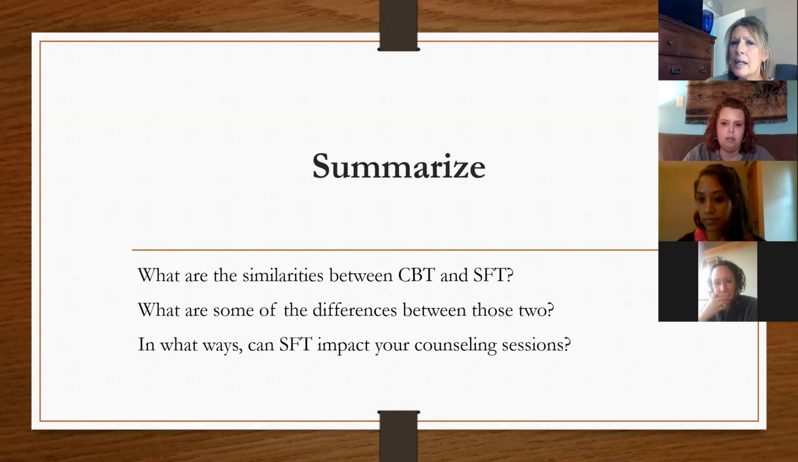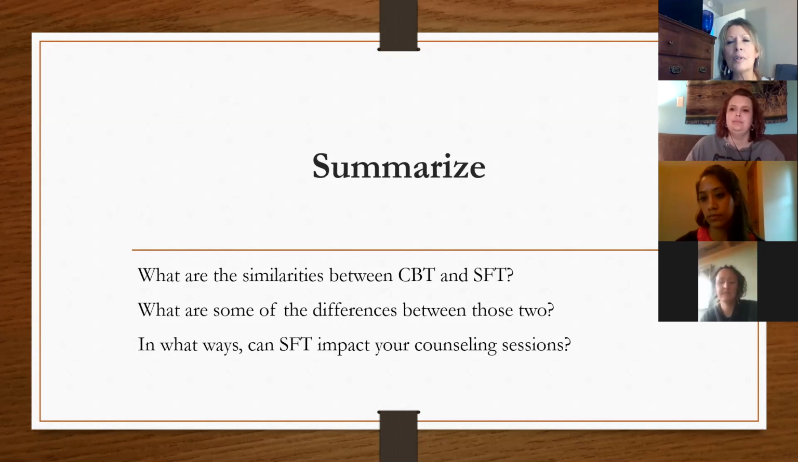Seems like the SFT is a little bit more strength oriented. So you're looking for those bright spots, things that worked well for them in the past, and how they can utilize that to work towards the goal that they're trying to achieve now. Where the CBT really seems more focused on the problem itself. Exactly. Anybody else? Any significant differences?